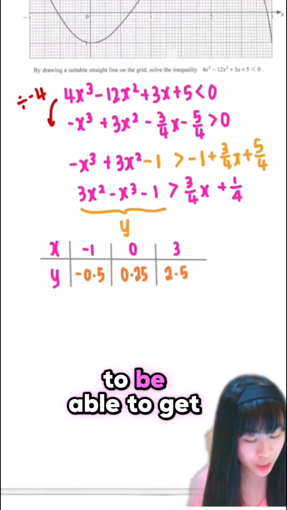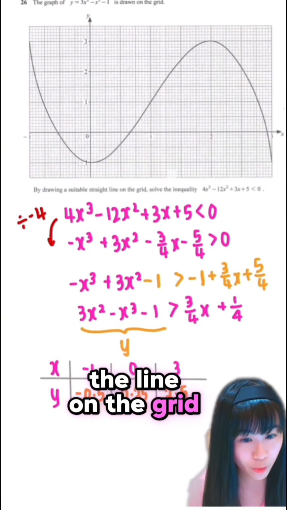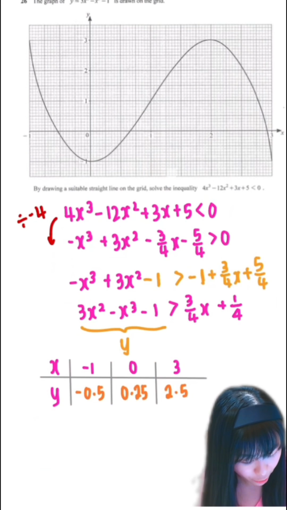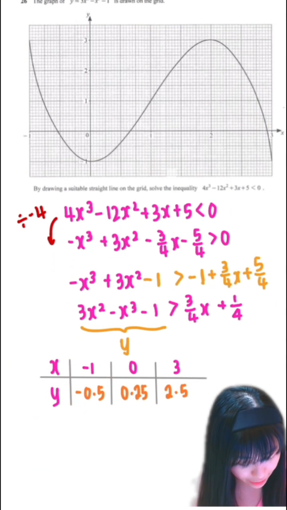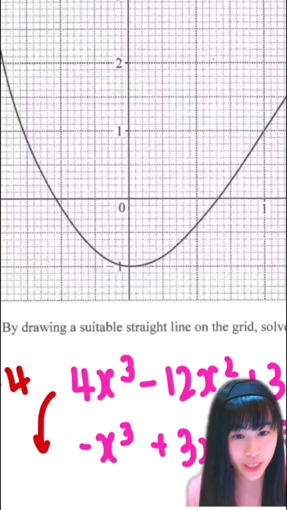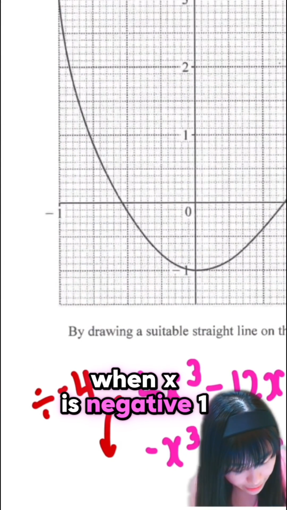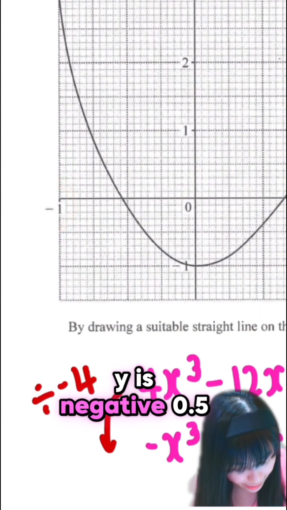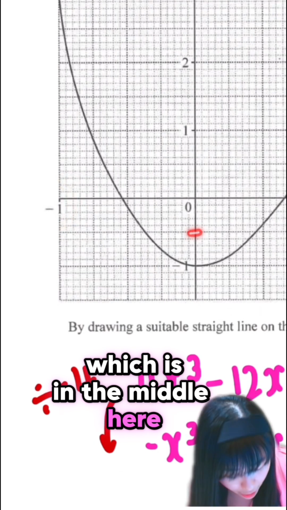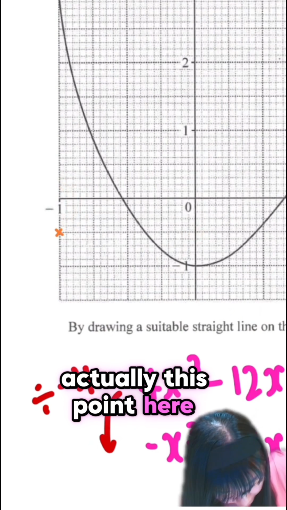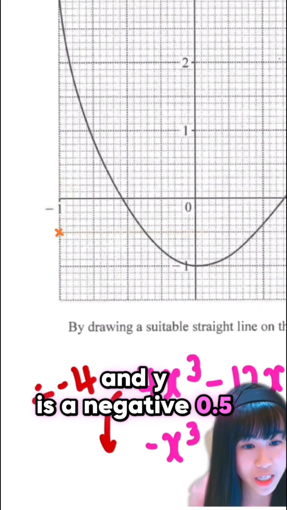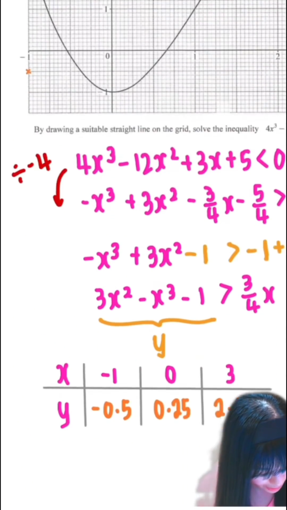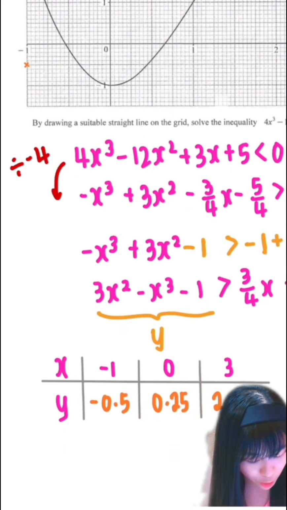So in other words, to be able to get the line on the grid, we will plot in these coordinates. First, let's try to plot in when x is minus 1, y is negative 0.5. So let's take a look here. When x is negative 1, y is negative 0.5, which is in the middle here. Our very first point is actually this point here, whereby x is minus 1 and y is a negative 0.5. Next, we have x is 0 and y is 0.25.